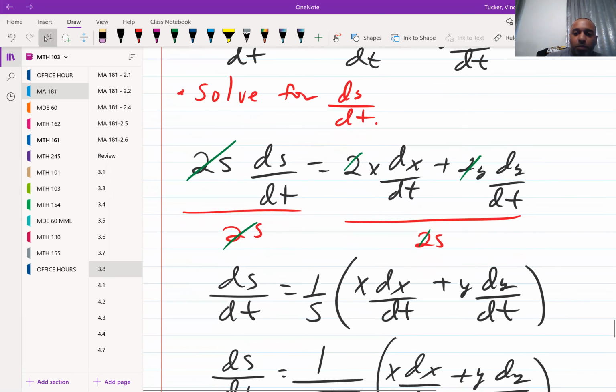So dividing by 2s on both sides, the 2s cancel. And then I just brought this 1 over s out to the front. I wonder what did I hit? It didn't disappear just that quick. All right. Well, so that 1 over s, the s down the bottom, I just brought it out front. So that's how they got there.